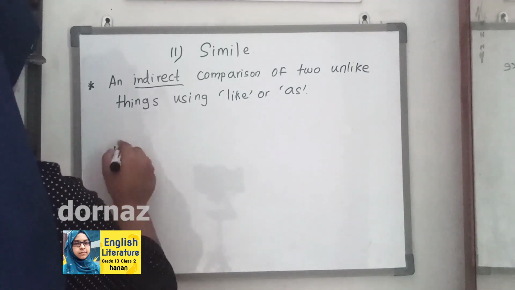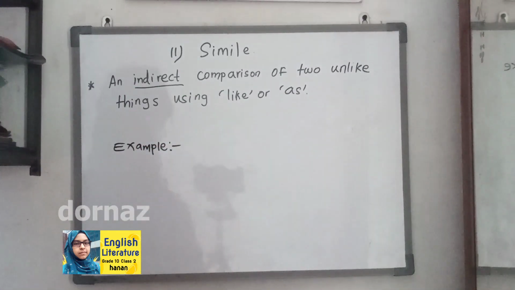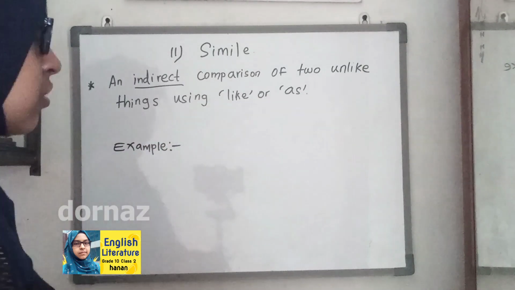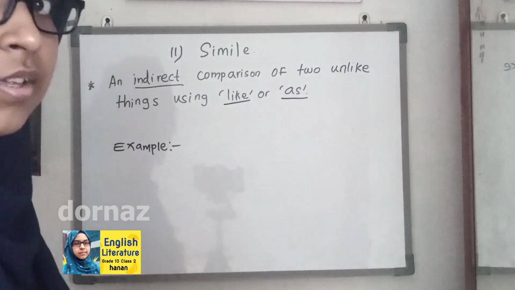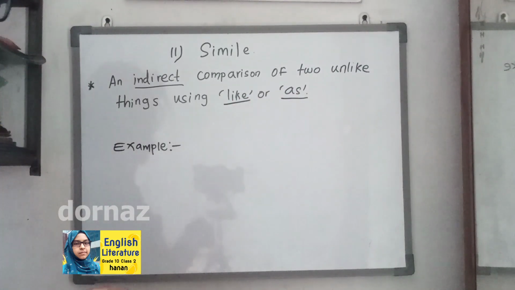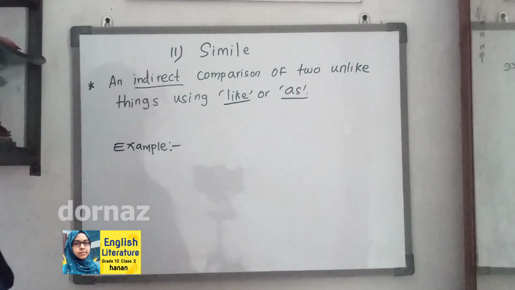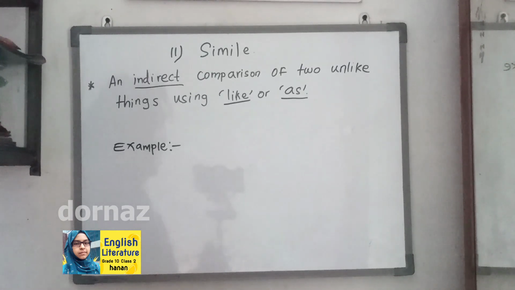Example. An indirect comparison of two unlike things using like or as. You are going to use like or as. These two words have to come in simile. Then only we can call that device simile. If the word like or as does not come, it won't be called simile. It will be called metaphor, because metaphor is the direct comparison.